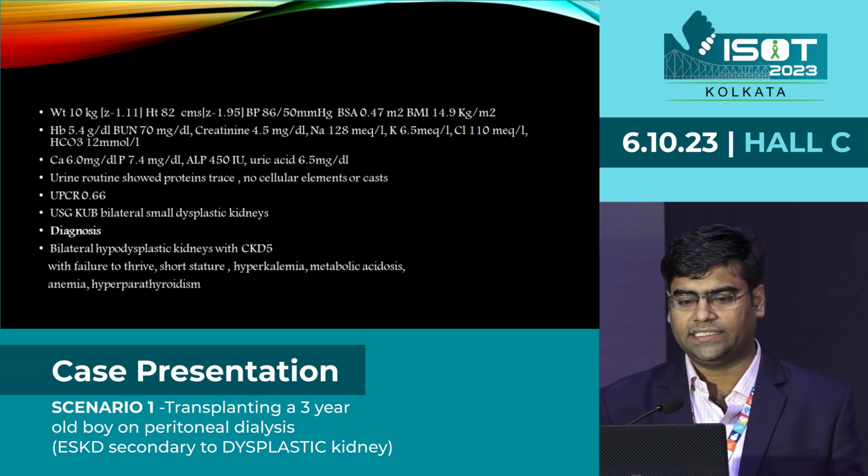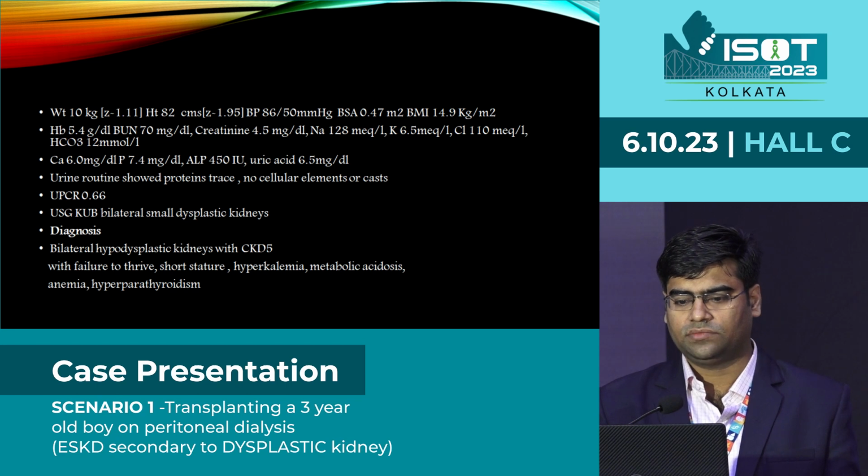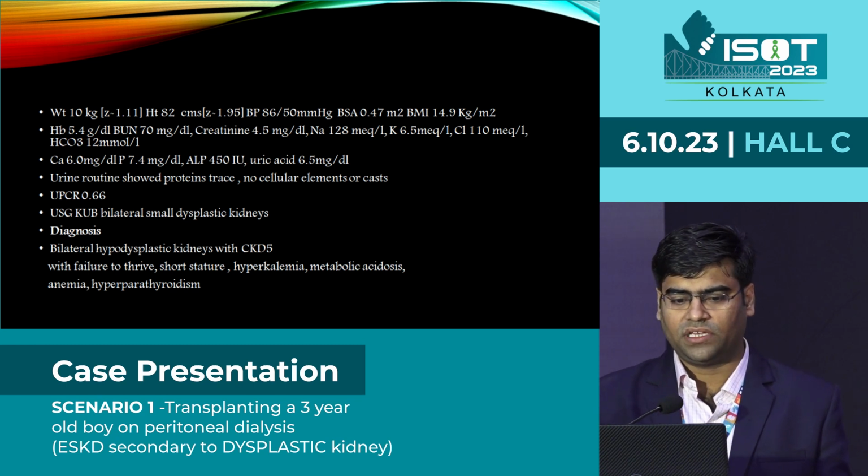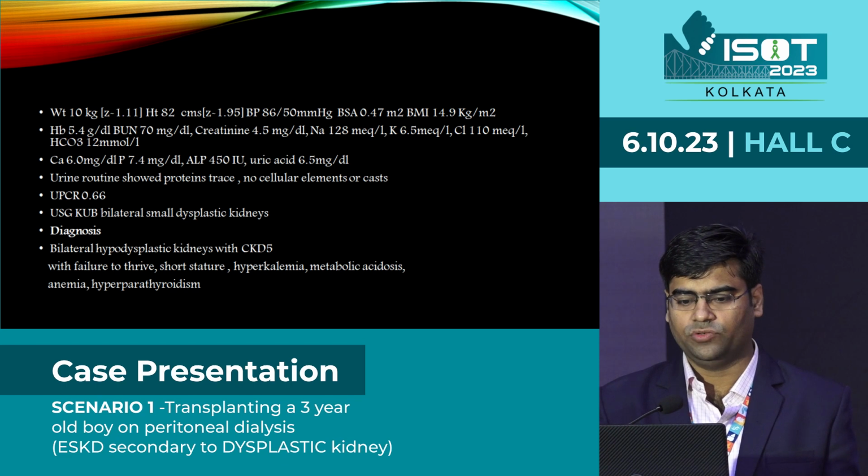His weight was 10 kg with a Z-score of -1.1, height 82 centimeters. His blood pressure was 86 by 50 millimeters of mercury. Body surface area was 0.47 with a BMI of 14.9. He was anemic with hemoglobin of 5.4, BUN of 70, creatinine of 4.5. He was hyponatremic, hyperkalemic, and acidotic with a bicarb of 12. Calcium was 6 mg per deciliter, phosphorus was 7.4, and alkaline phosphatase was 450.